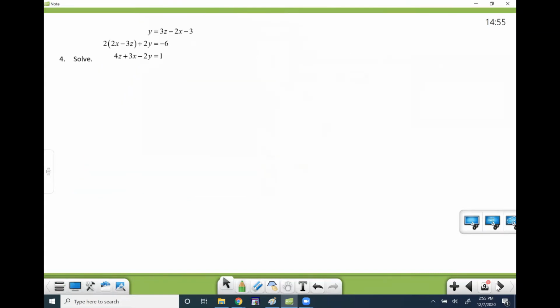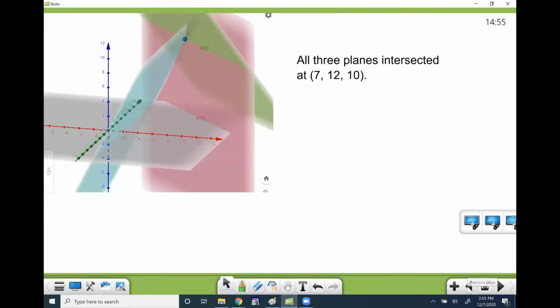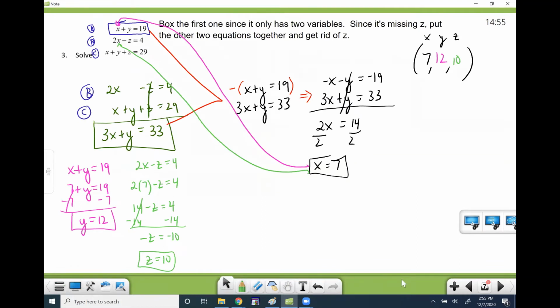This is exciting. Okay, any questions on that one, you guys? You took a different path than the usual. So key thing is if you see that one of the equations only has 2 letters, box it, put the other 2 together, and make sure you get rid of the same letter that's missing, okay?